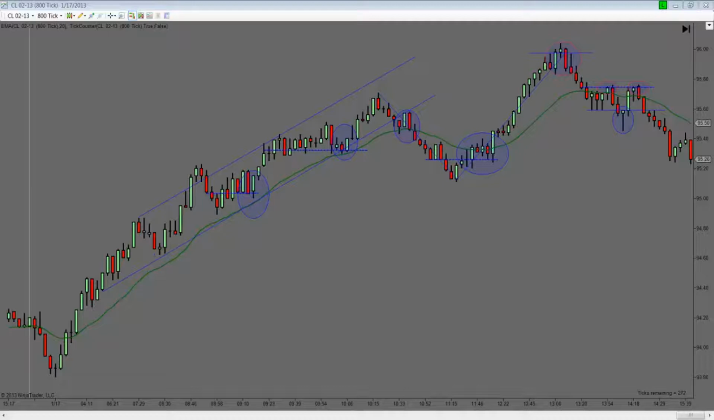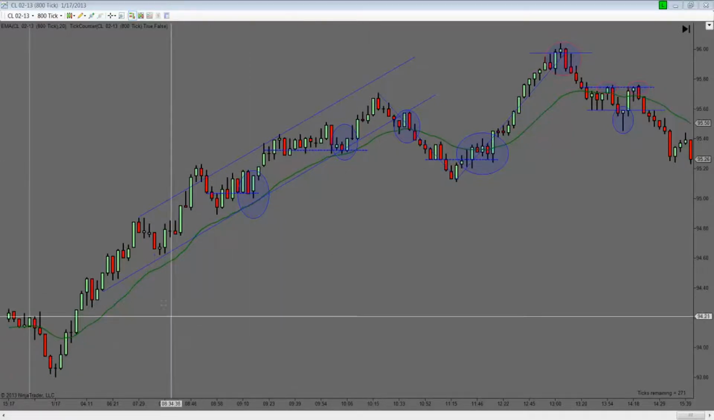Price opened yesterday, or rather got to a low of 93.81 last night. It got to a high just prior to the open, at about 10 to 9, of 95.24.